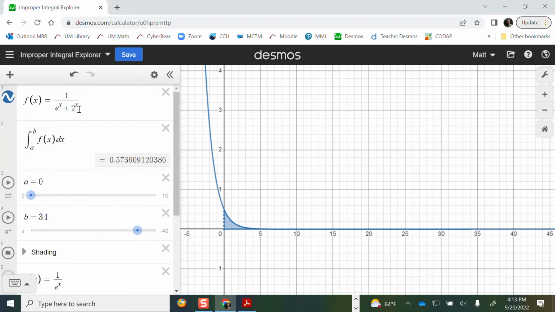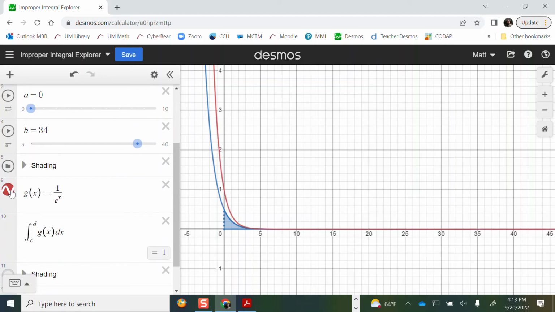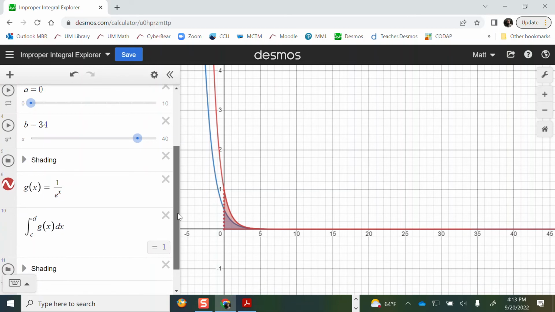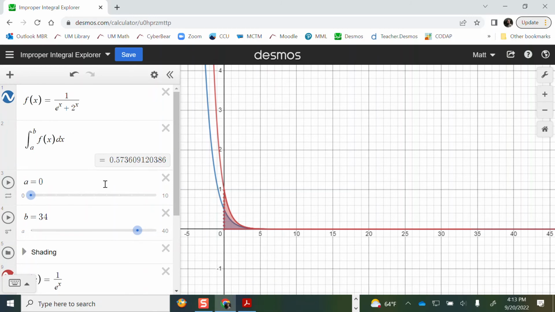In other words, we thought, oh, just get rid of the 2 to the x, because this one is going to always be greater, right? And it also has a convergent improper integral from 0 to infinity. In fact, it turns out that it converges to 1, and so the red area, the one that's greater, converges to 1. So that means the blue area, the function that's less than, is going to converge to some value less than 1, and indeed it does.